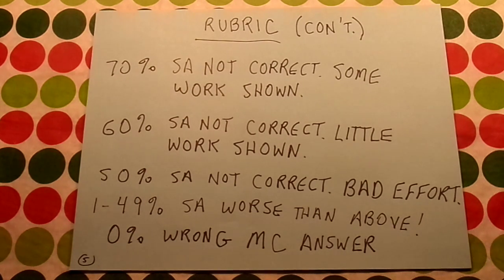60%, as you move that far down, the short answer is not correct, of course, and there's little work shown. 50% remember is a failing grade on the problem. It may not be a failing grade on the test. But in this case, the short answer is not correct, and it's really just not a good effort. Might not be much work at all. And for 1 to 49% on the rubric for tests, you're really looking at an incomplete answer. I mean, not only is it not correct, but it's incomplete. There are things missing. And finally, a wrong multiple choice answer, unfortunately, is worth 0%.